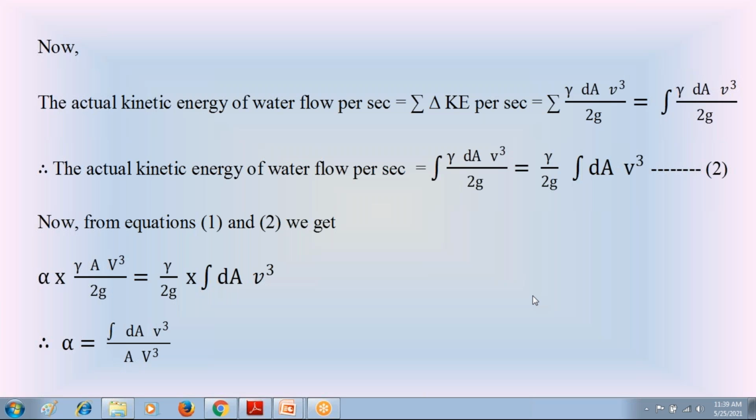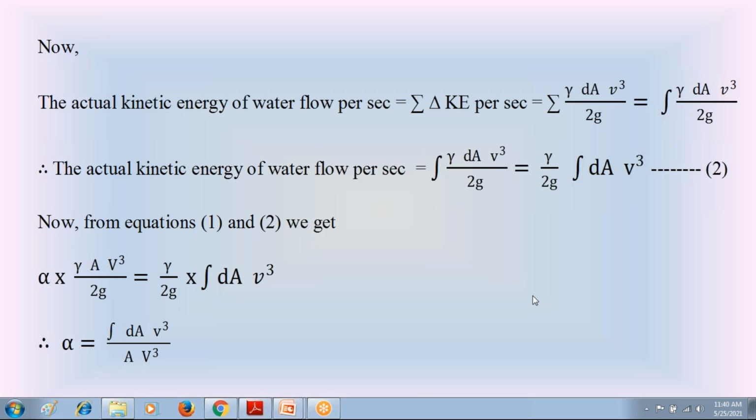Sigma can be written as integration. So it is the integral of gamma into dA into small v cube divided by 2g. Then by using equation 1 and equation 2, where equation 1 is from the mean velocity and equation 2 is from the water layers, we prepare the equation for alpha. The kinetic energy correction factor alpha is equal to integral dA into v cube divided by A into V cube. This is the equation for the kinetic energy correction factor alpha in open channel water flow.